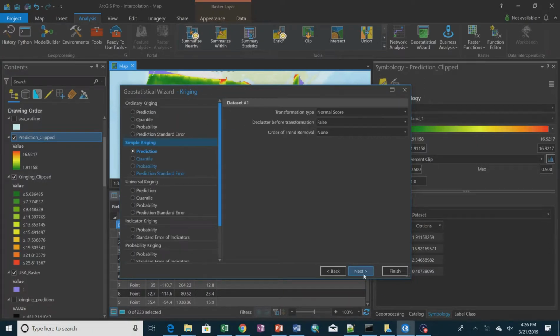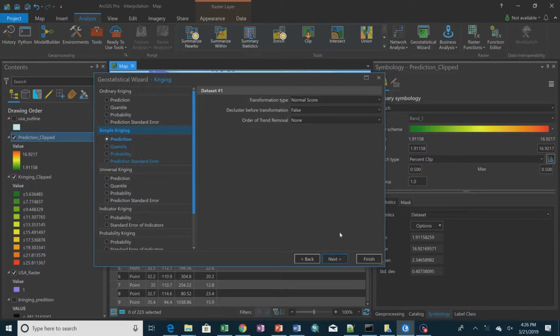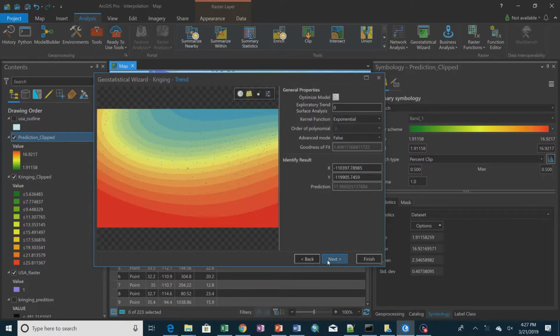And then I'm going to leave these defaults the same. Oh, no, wait. For trend removal, I'm going to say that it's a second order, maybe even a third order. I'm going to say third order, just because we saw what looked to be an important trend, even at that third order. So here's my third order trend. That actually looks really similar to what we saw earlier when we calculated the third order trend.